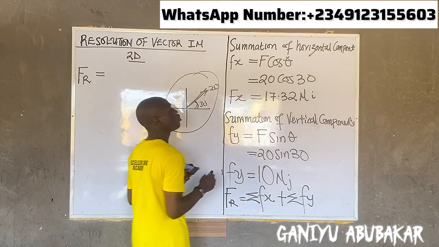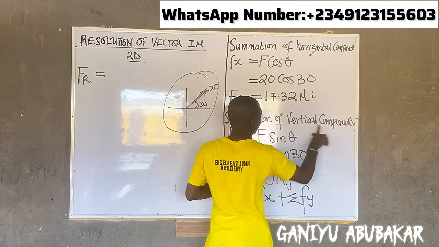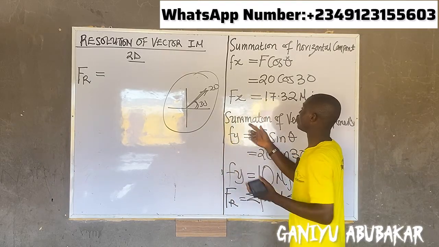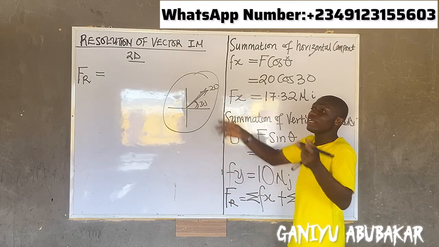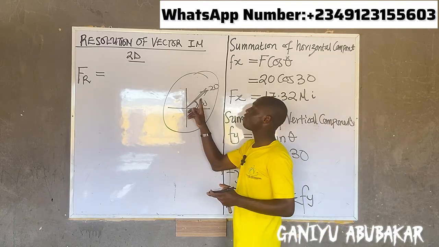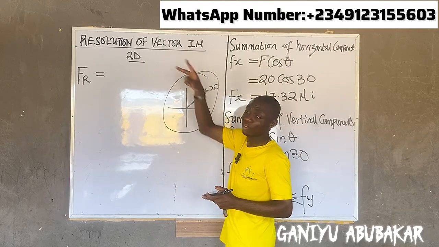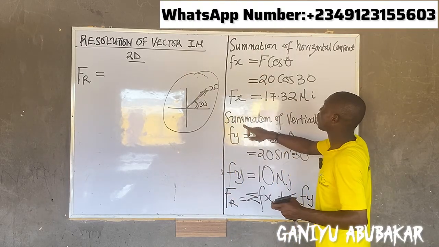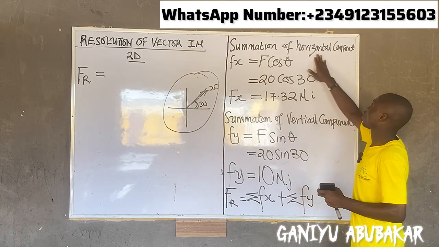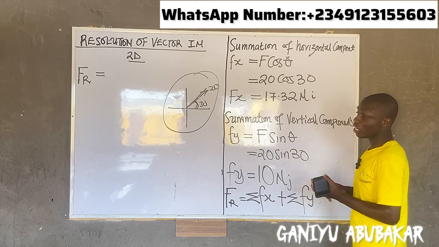So instead of using summation, I will use the horizontal component and vertical component, because summation is used when you have more than one F of x. In this case, if I resolve this, I have only one F of x and one F of y. So instead of using summation, I should have used just the horizontal component and vertical component, but you can still use summation.